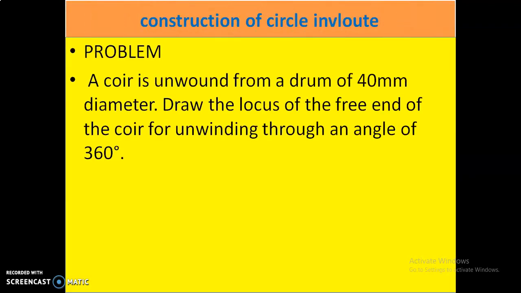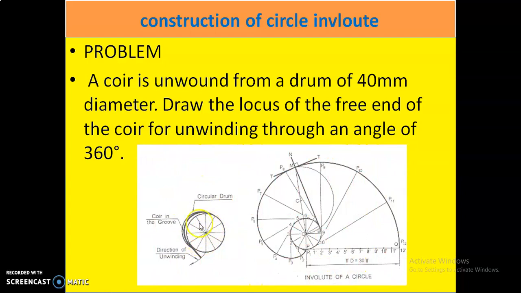A coil is unwound from a drum of diameter 40 mm. Draw the locus of the free end of the coil for unwinding through an angle of 360 degrees. So we have a cylindrical drum, and for this drum we have a thread. We are unwinding this thread in this direction. When we unwind this thread, it forms one curve that is called circle involute.